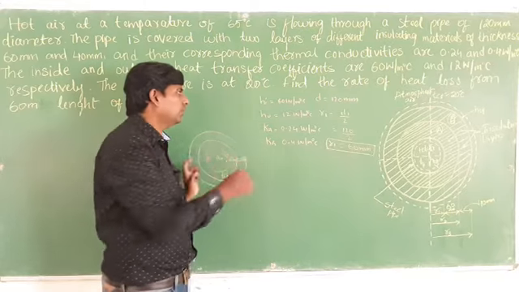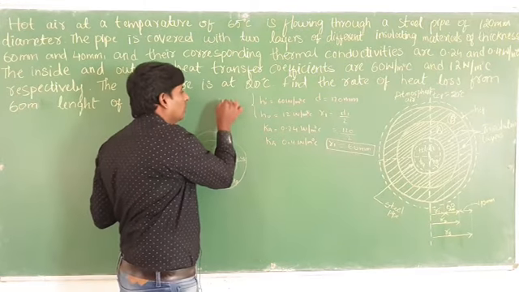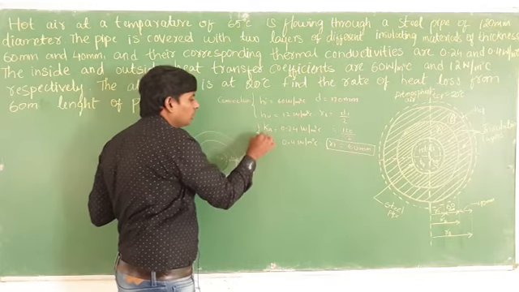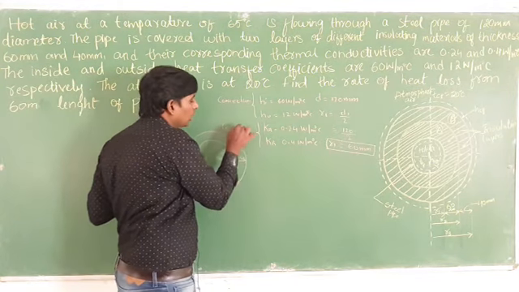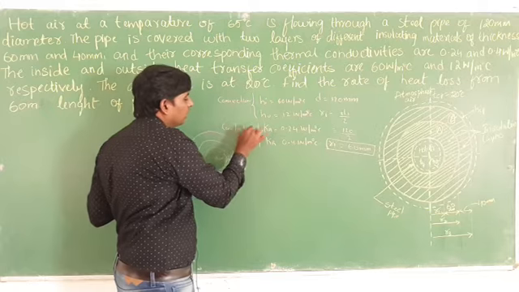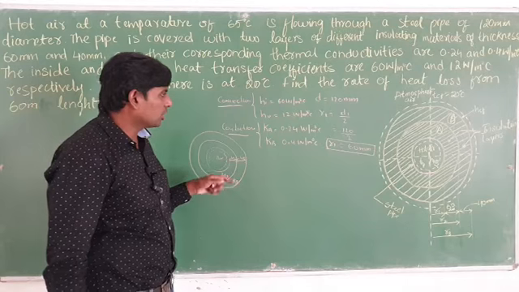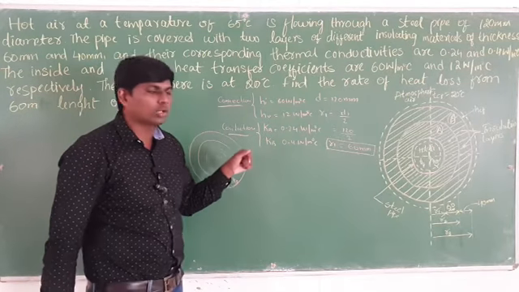When this is given, when conduction is there, what will be there? Convection will be there, then only this is given. This is for conduction. If K value is given, that means conduction. If Hi and Ho values are given, that means convection. You have to remember, by seeing the unit only you can identify.